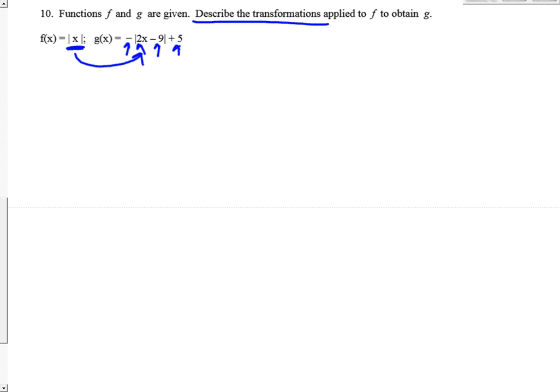Okay? The negative out in front affects the vertical, anything on the outside of absolute value is a vertical transformation. The negative out in front means that you are affecting this as a reflection across the x-axis. So that negative right there is a reflection across the x-axis. Okay?